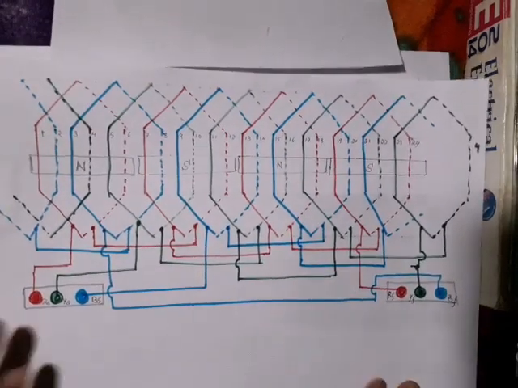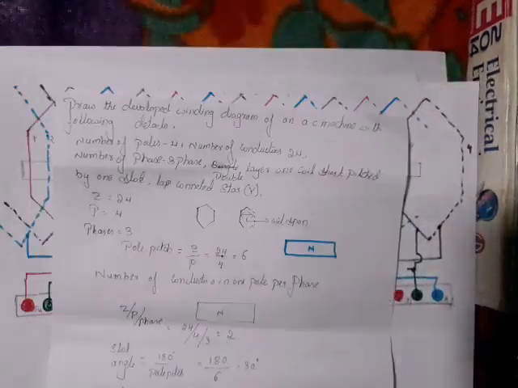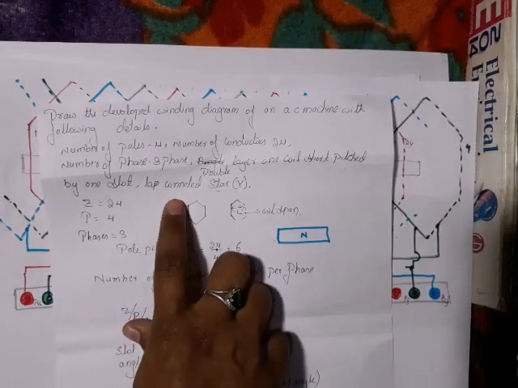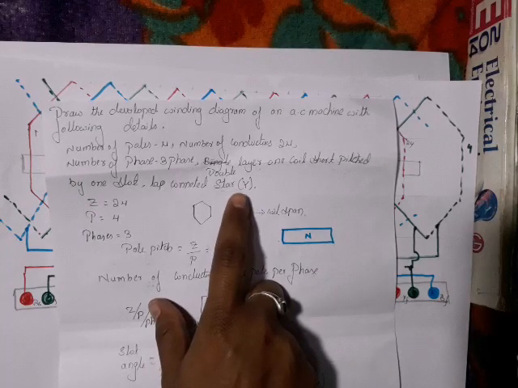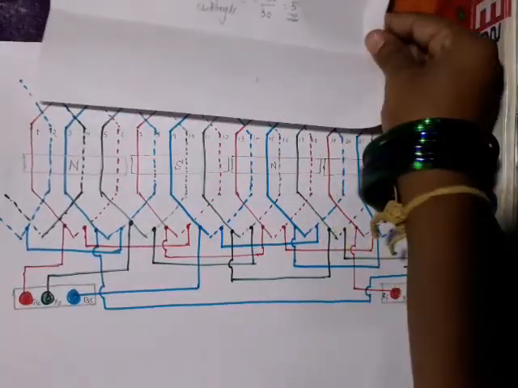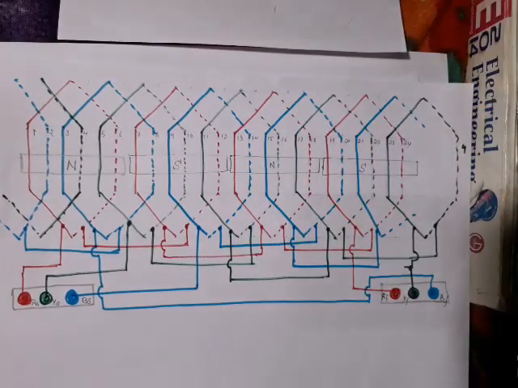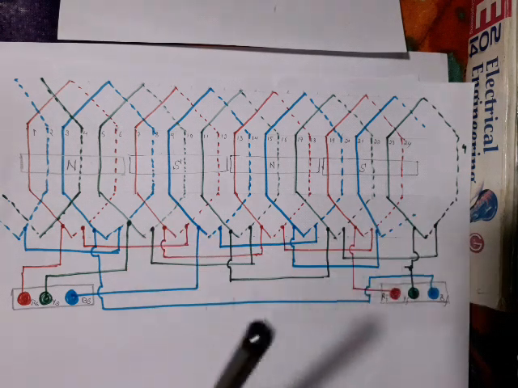Now we have to complete this. See which type of connection it is. Lap connection. We are done with the lap connection. Then star. What do you mean by star connection? It is nothing but end-to-end connection. Star connection means end-to-end connection. I'll show it with the pencil.